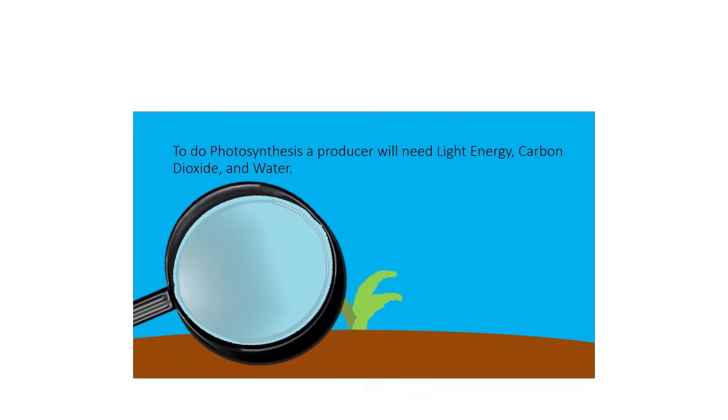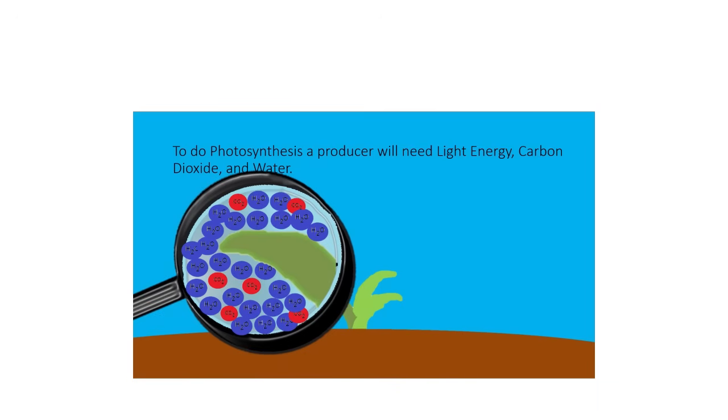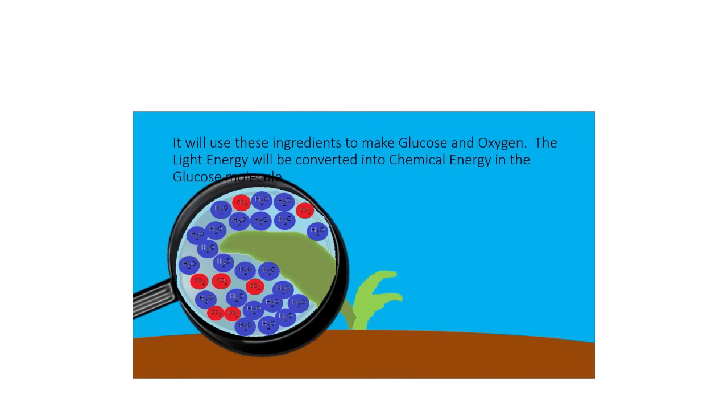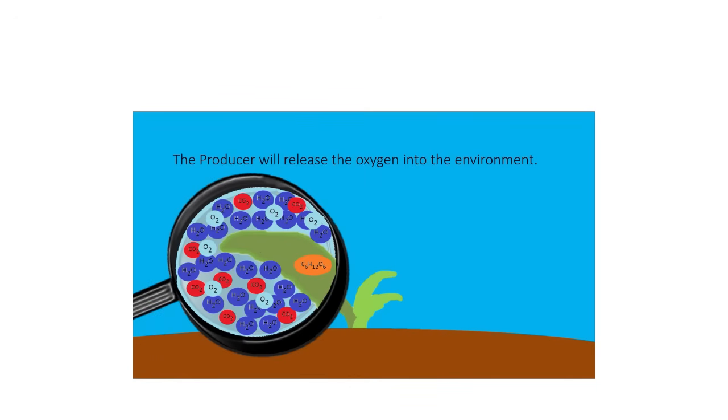If we were to take a closer look, we would see that water and carbon dioxide are brought into the plant, and then that light is trapped and used to convert that light energy into chemical energy, which is stored inside the glucose here. And then we have oxygen as well. The oxygen can be released, and the glucose will be stored in the plant until it needs it. That is the process of photosynthesis.